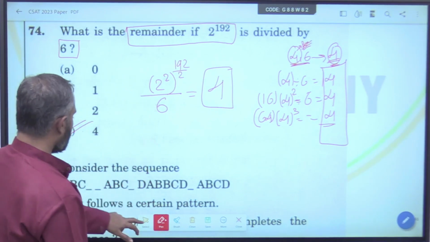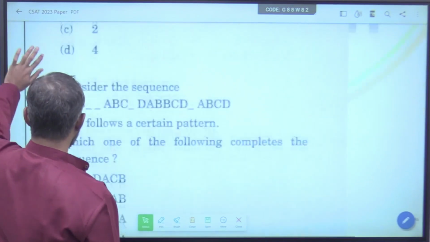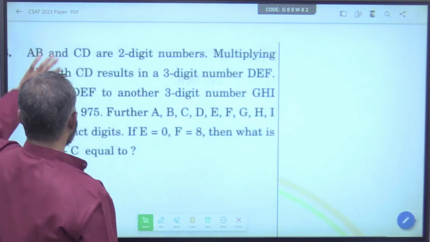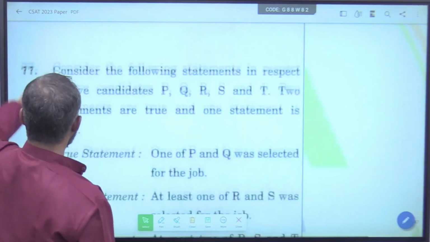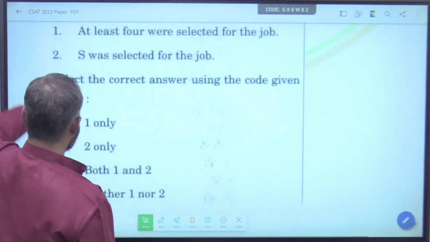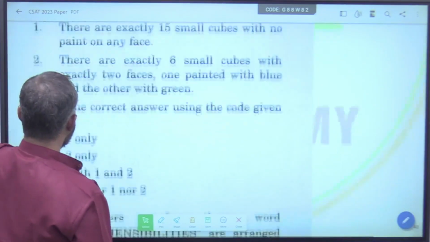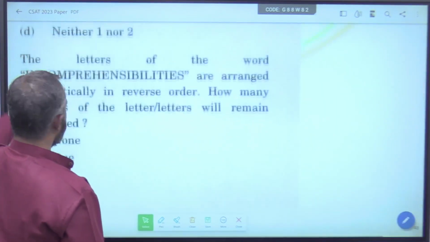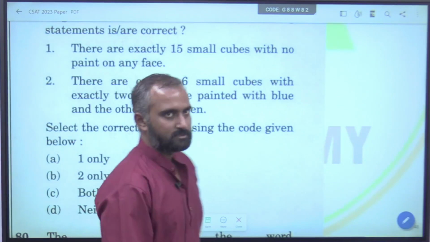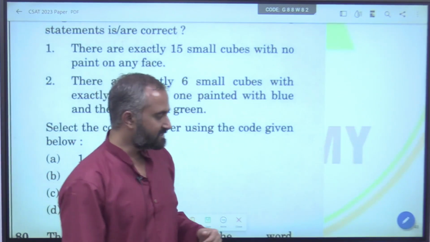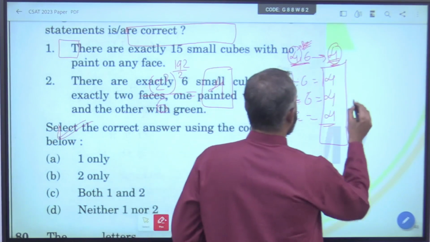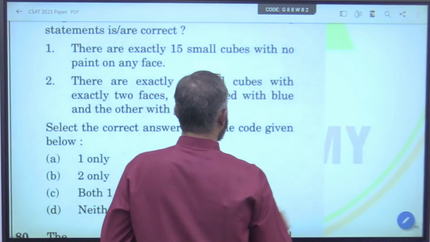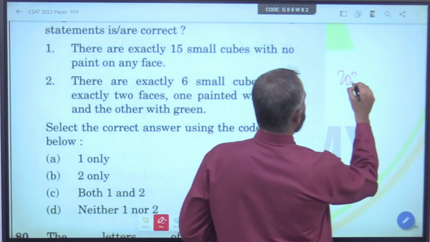Let's see if there are still more number system problems. No, the 2-digit. Okay, this is the end. So, what did you get from this analysis? 2023 number systems.